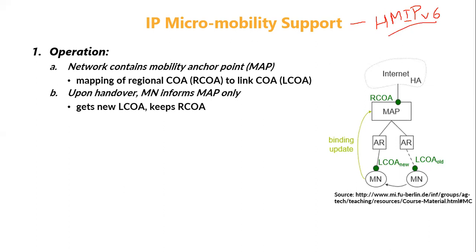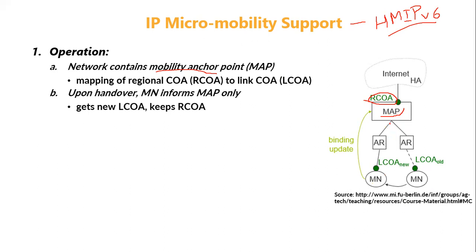So the network contains the main network. Whenever any network has something called a mobile anchor point, you can see here there is a mobile anchor point, and this mobile anchor point will be associated with an RCOA, which is regional COA. RCOA stands for regional care of address. This mobile anchor point will have an RCOA that will be responsible for this entire region.